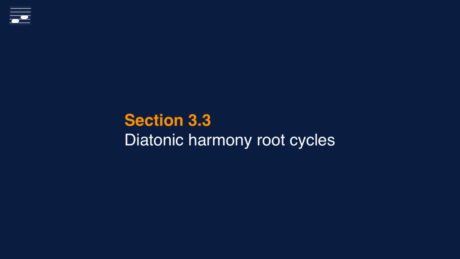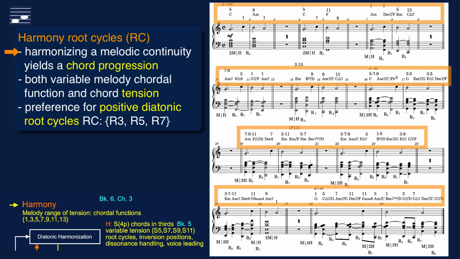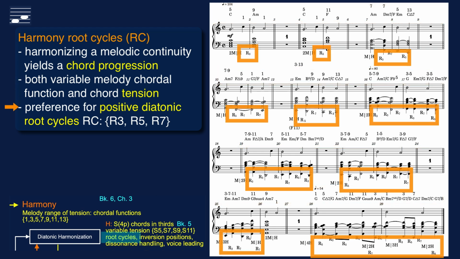However, in the diatonic harmonization approach, that is not the case. When harmonizing a melodic continuity, the result will be a chord progression with variable tension chord structures. Schillinger recommends the use of positive diatonic root cycles R3, R5 and R7, with the root descending by a 3rd, 5th or ascending stepwise. Again, I've marked the root cycles in my 10 opening measure examples.